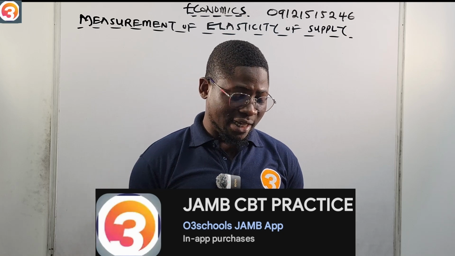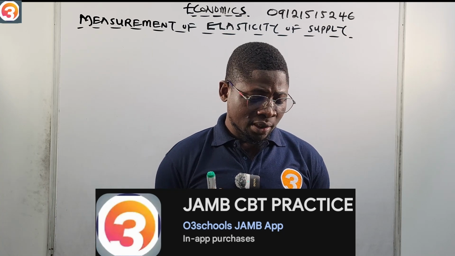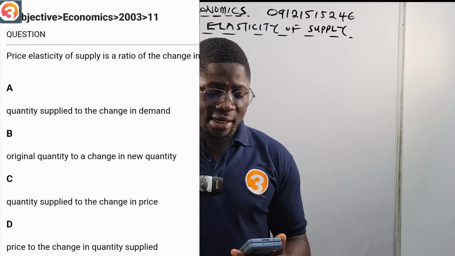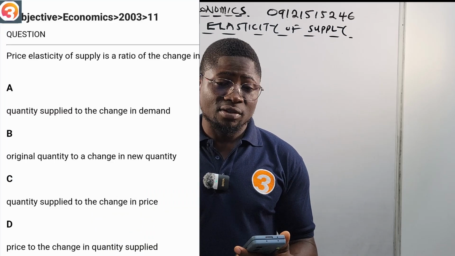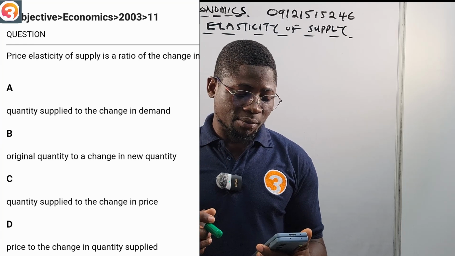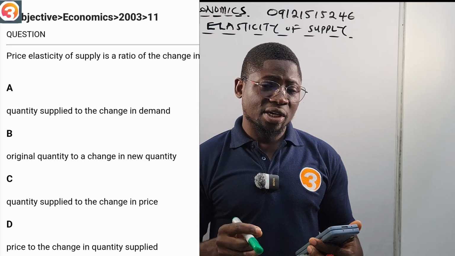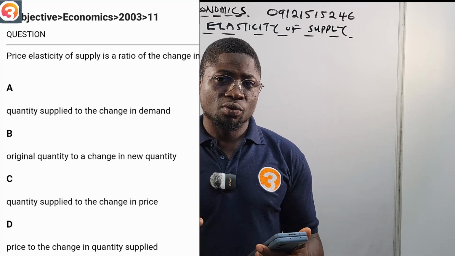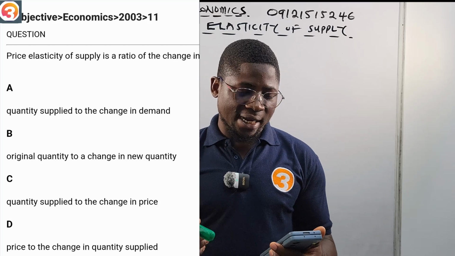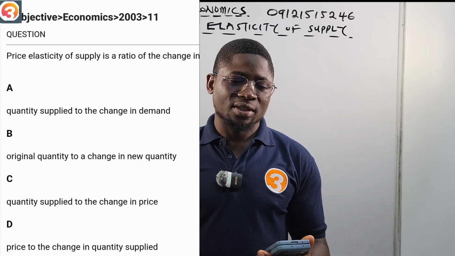Let us see a JAMB past question from the O3 Schools JAMB app. This is a 2003 question, number 11. It is being displayed on your screen right now. It says price elasticity of supply is a ratio of the change in A, quantity supplied to the change in demand; B, original quantity to a change in new quantity; C, quantity supplied to change in price; D, price to change in quantity supplied.